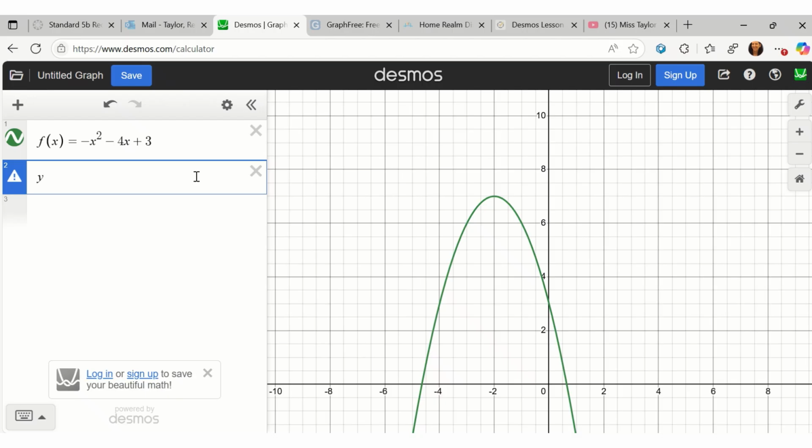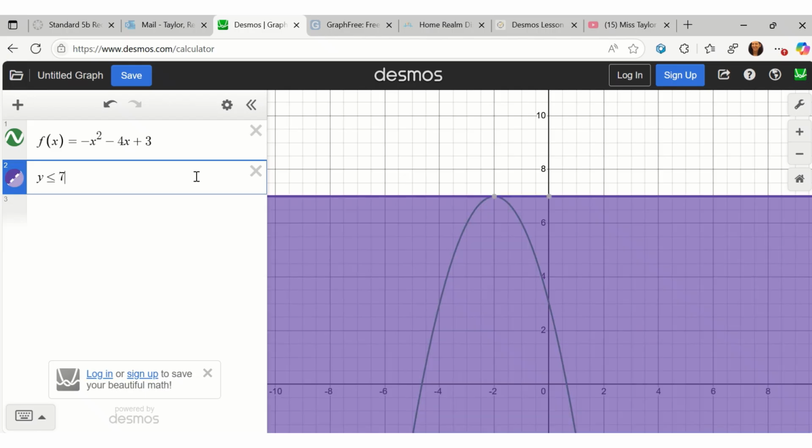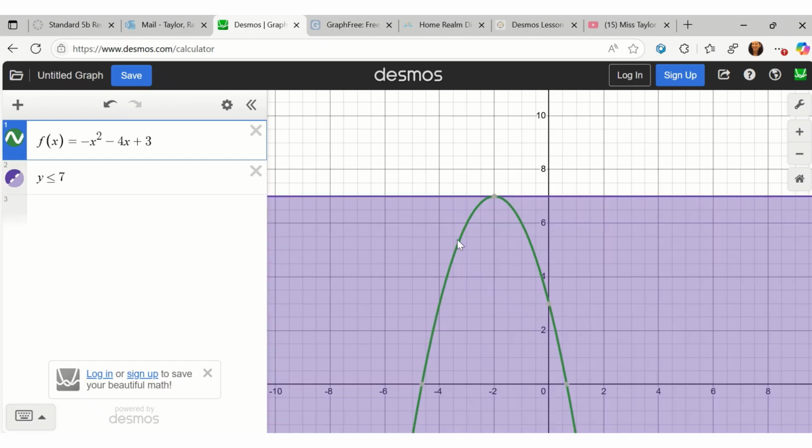So if I go over here and, whoops, there we go. And shade y is less than or equal to 7. Now I am capturing the actual values in the parabola. And again, if I trace the parabola, you can see my y values, like it's 4.2444. They're all less than 7. So those are the ones I wanted.